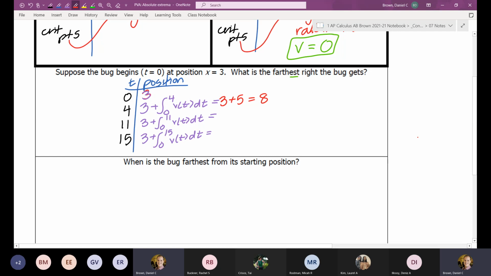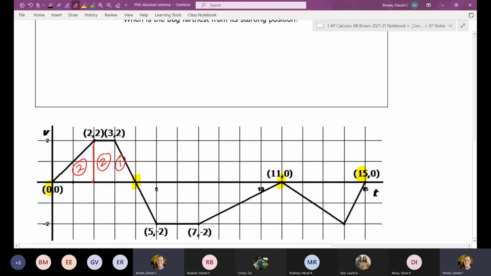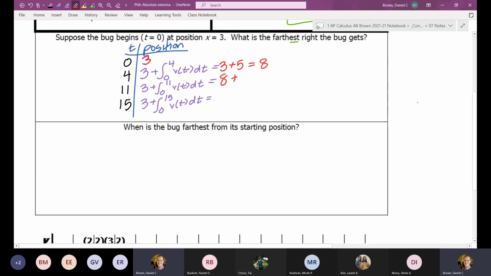I can be lazy and use my previous answer to help me answer the next row. So at 11, we're starting at 8, and then we want to see how much further it's gone until 11. Going from 4 to 11, dividing it up into shapes, that's an area of -1, -4, and then that's a triangle. What's that? 2 times 4 is 8, 1/2 of that, -4. So from 4 to 11, it's gone -9 more. We left off at 8, so then minus the 9. This bug is now located at -1, and then we can finish it out for the last row.